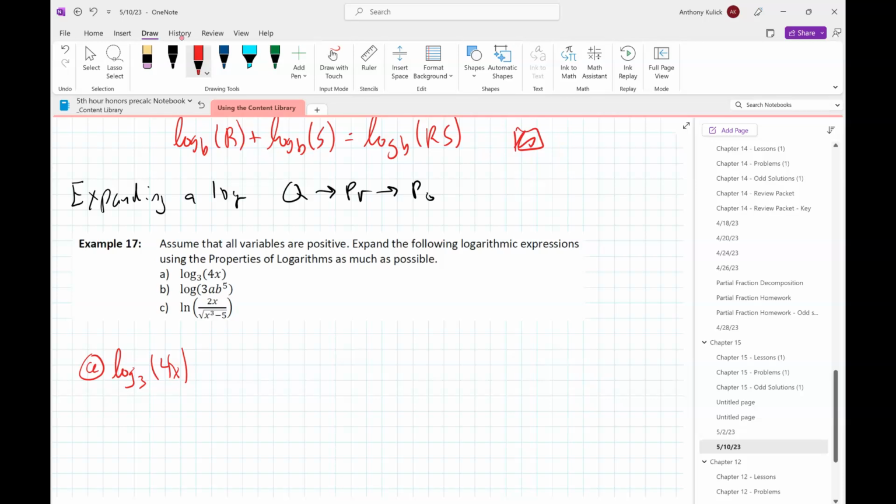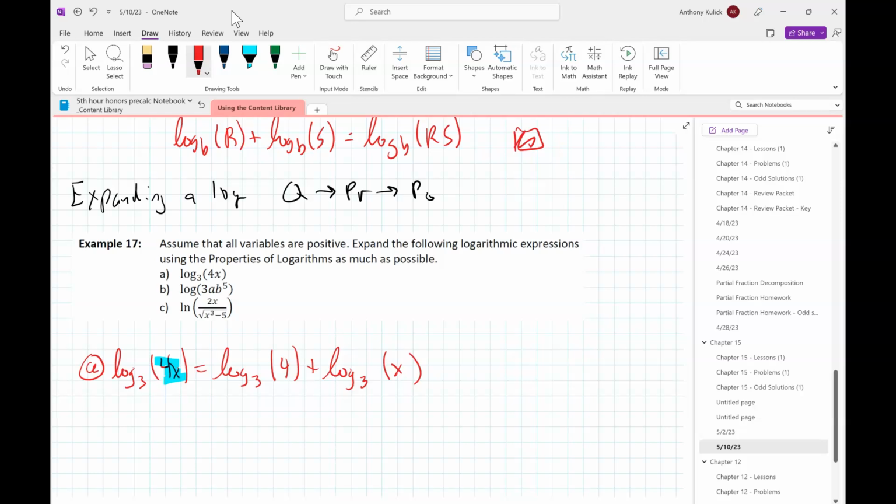So the first thing I'd look for is quotient. Is there anything multiplying or dividing in here? No, no quotient property. Next thing we do is look for a product property. Is there anything being multiplied in there? Yeah, where's the multiplication symbol at? Between the 4 and the x, right? So I can use the product property to rewrite this as log base 3 of 4 plus log base 3 of x.